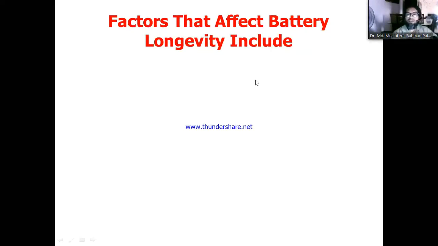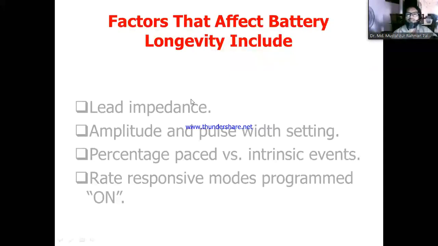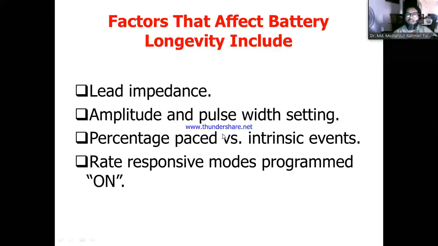So factors that affect the battery longevity include the lead impedance, amplitude and pulse width setting, and the percentage paced versus intrinsic events. How much the pacemaker has to pace, and how many intrinsic events it will sense, and whether rate responsive modes are on or not. If the mode is on, the pacemaker battery will deplete earlier.